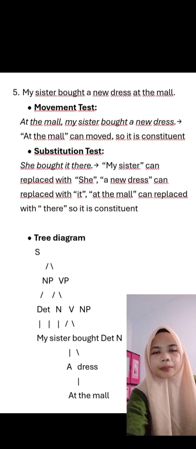Number 5. My sister bought a new dress at the mall. Movement test. At the mall, my sister bought a new dress. At the mall can move, so it is constituent. Substitution test. She bought it there. My sister can replace with she. A new dress can replace with it. At the mall can replace with there, so it is constituent. And here the tree diagram.